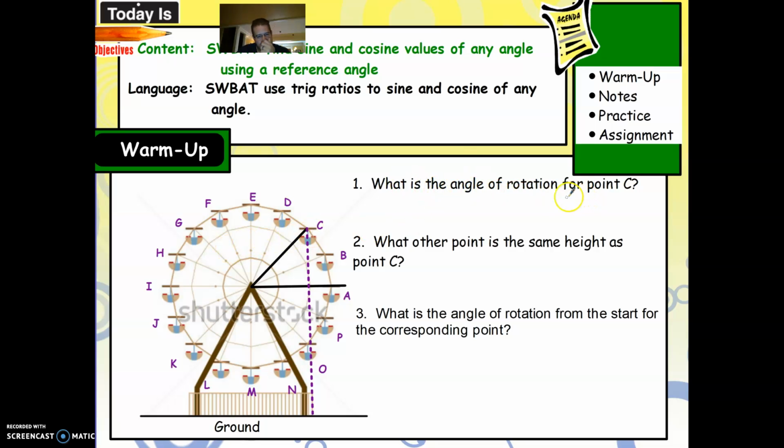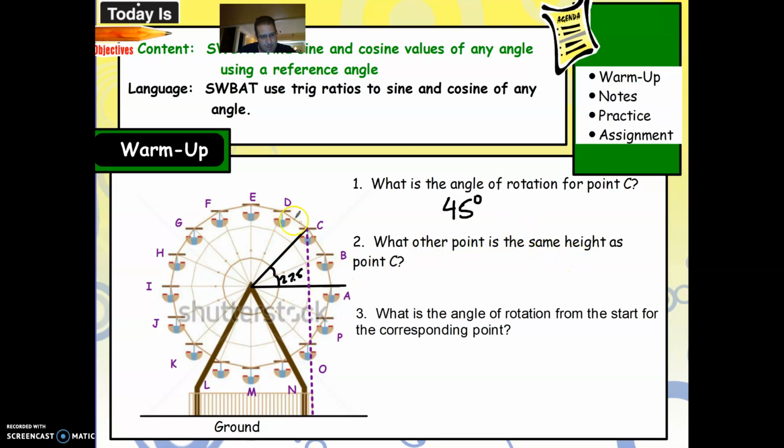What is the angle of rotation for point C? First thing I need to do is figure out how many different equal parts there are. 1, 2, 3, 4, 5, 6, 7, 8, 9, 10, 11, 12, 13, 14, 15, 16. So I know it's 360 degrees in a circle. Divide that by 16. It tells you that each one is 22.5. If that's 22.5 and that's also 22.5, then you know that this is a 45 degree angle. So that's two 22.5s being added together.